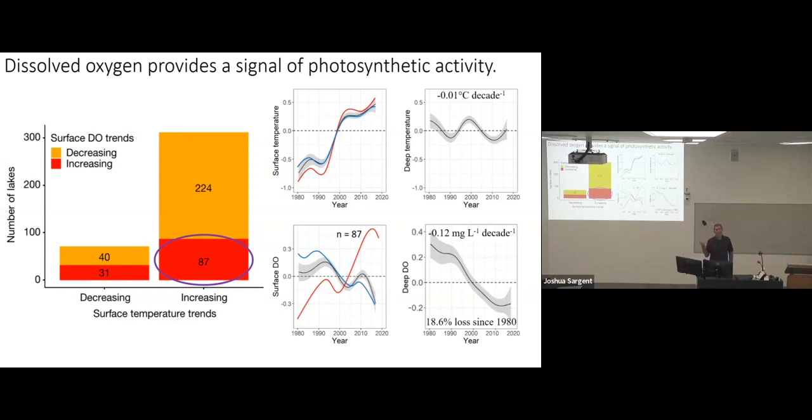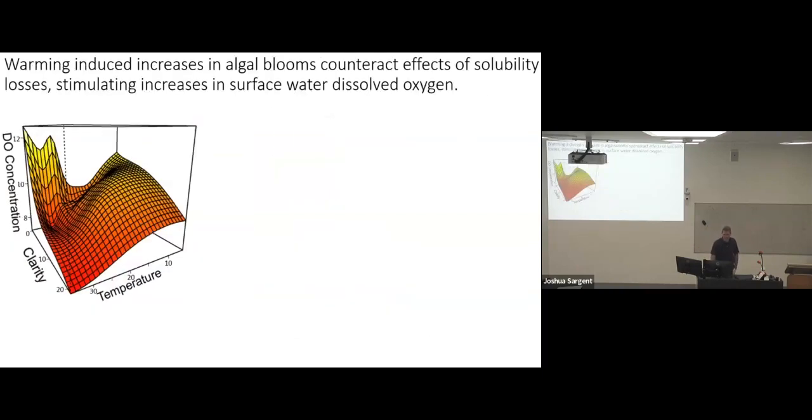We can't do the same for deep water dissolved oxygen concentrations because, interestingly enough, most of those lakes that had that red curve there had no trend in deep water dissolved oxygen concentration because they were consistently anoxic for the entire time period, which should tell you something about what's driving it.